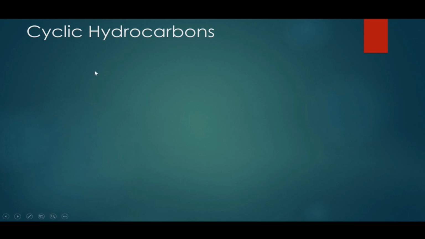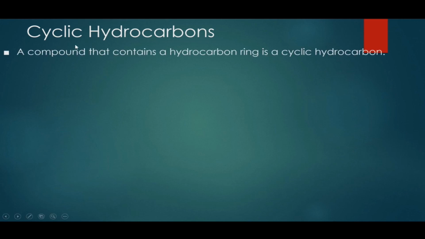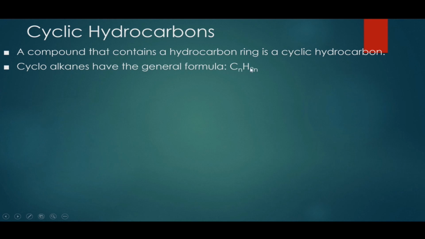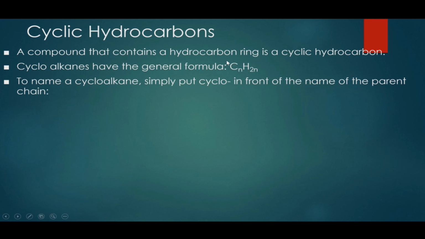Cyclic hydrocarbons. As the word cyclic kind of sounds like, it's a circle. It's a ring of carbons. The general formula is CnH2n. Basically the same as the alkane, but we don't have those 2 extra hydrogens on the end. Instead of having those 2 hydrogens on the end, the carbons are connected to each other in a circle.